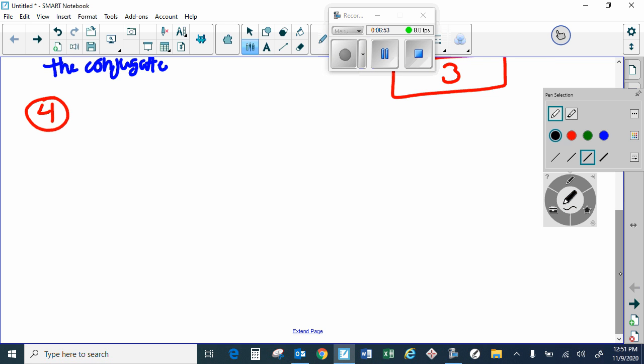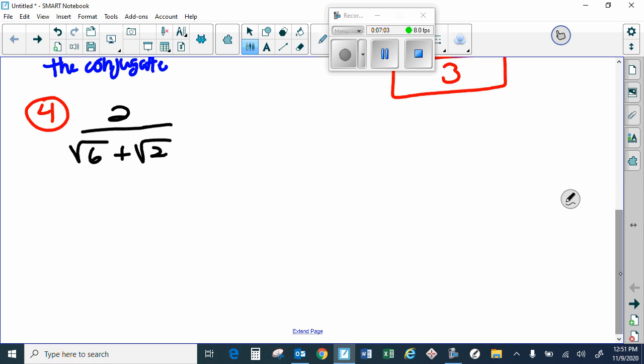With 2 radicals in the denominator, I have 2 over root 6 plus root 2. It doesn't matter if I had 1 or 2, I'm still doing the exact same thing, multiplying by its conjugate. Remember that conjugate, all I do is switch the sign in the middle. Everything else stays the same. So it becomes negative this time in the middle.